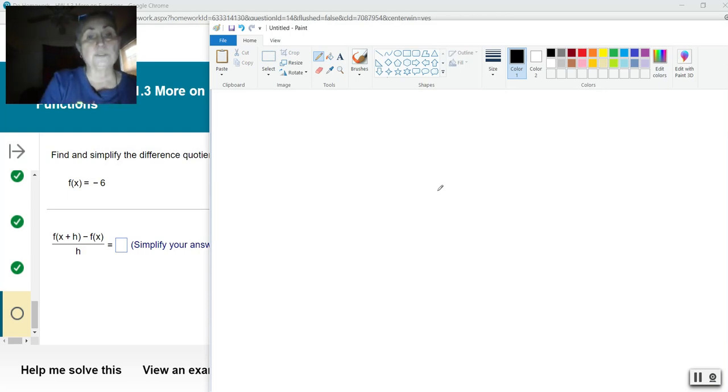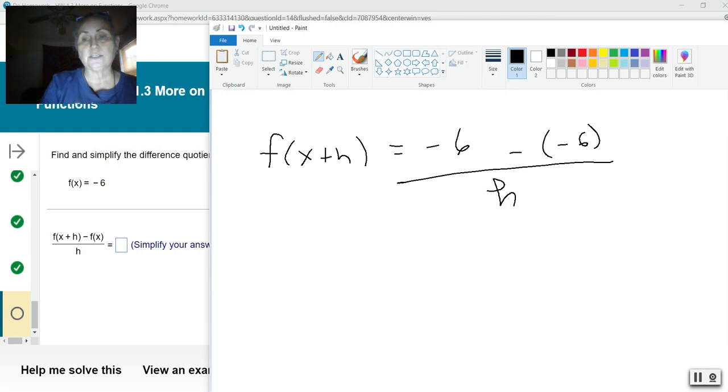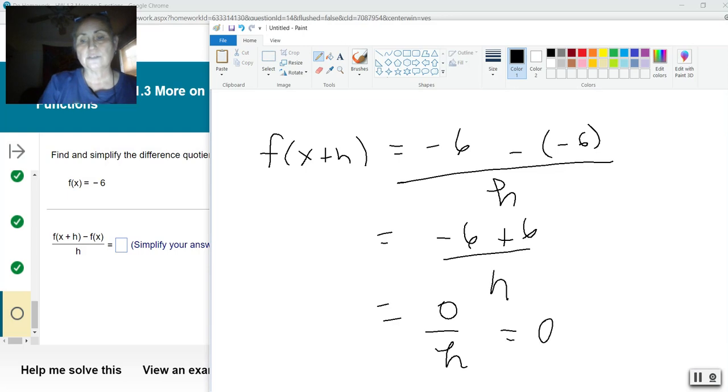Okay, formally, f of x plus h equals negative 6. Subtract the original function, negative 6 divided by h. Negative 6 plus 6 divided by h. 0 over h is 0. Okay. If there is nowhere to put an x plus h because there's no x, then it's going to just be negative 6. You don't really say it's 0 at first. It's only 0 because of this difference.